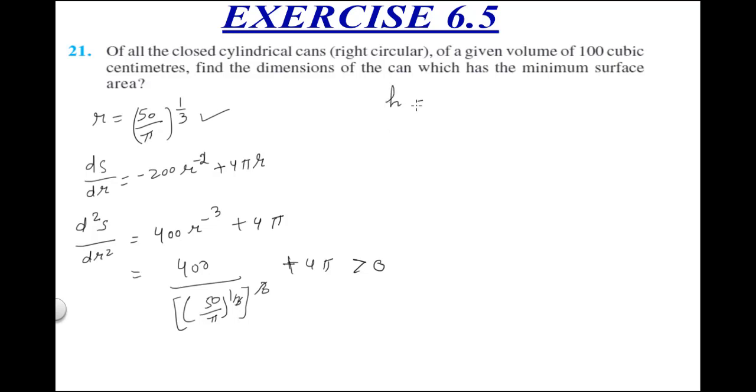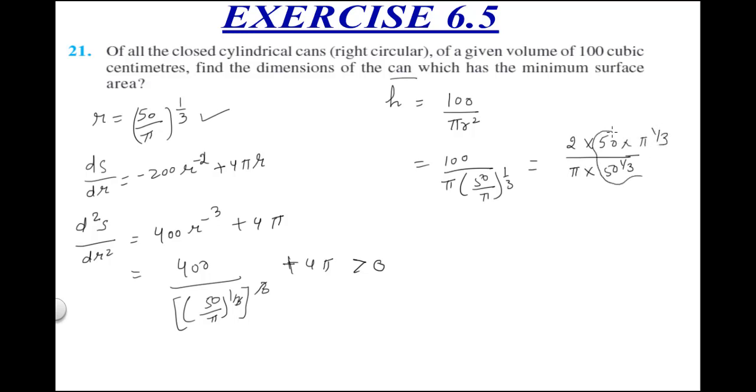Now we will calculate h, which is the height, because it is asked in the question to find the dimensions of the can, right? So we have calculated radius. Height was 100 upon pi r square. So we will just put the value of r here, which is 50 divided by pi whole to the power 1 by 3. Now you can simplify it. 100 can be written as 2 into 50 divided by pi multiplied with 50 to the power 1 by 3, right, and pi to the power 1 by 3. You can just apply the laws of exponent and can solve these two and simplify your answer and can write the value for height. So what we have done, we have calculated the dimensions of the can. When the volume was given, using the volume we have shown that the surface area is minimum. Clear? So this is how you will be doing question number 21.